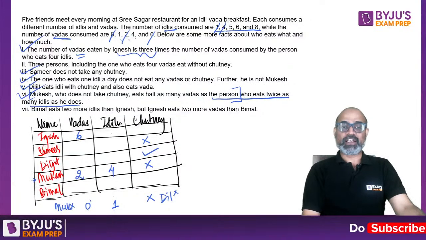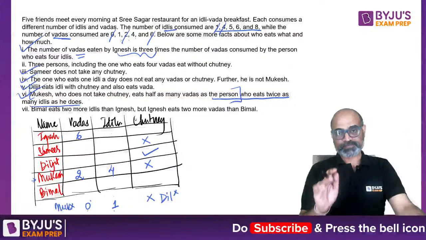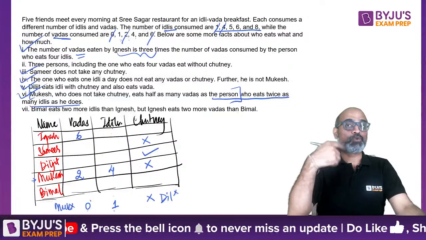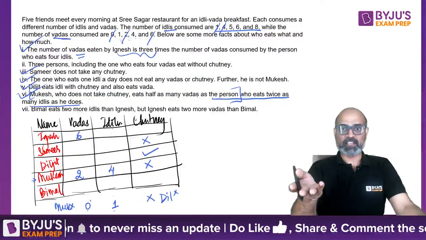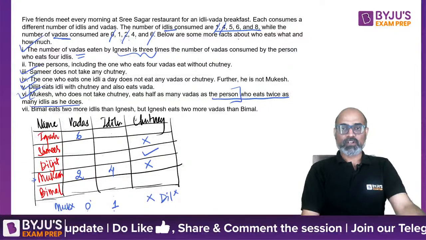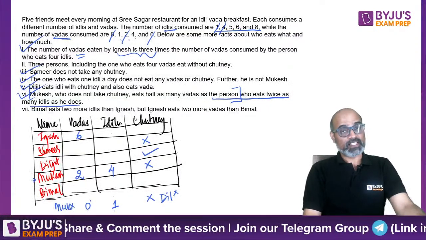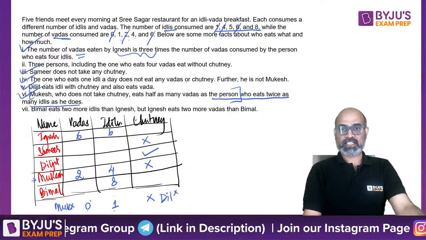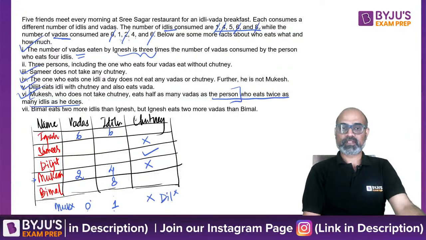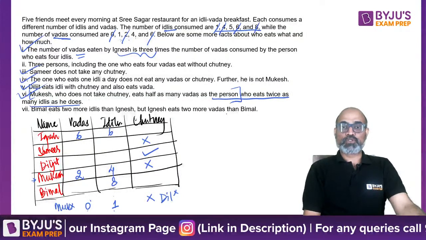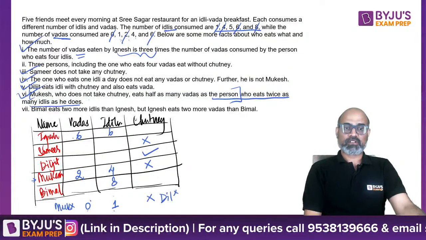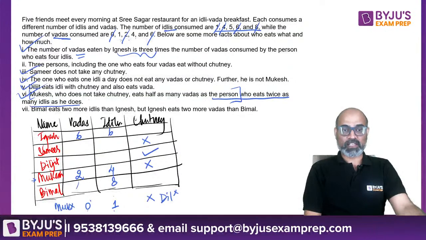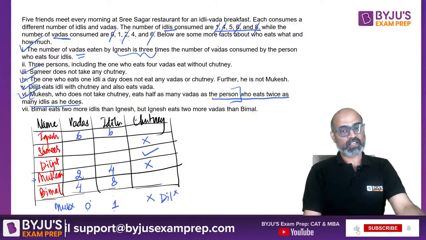Ignesh can't eat 4 idlis because Mukesh is already eating it. Vignesh can eat 5 idlis. If Vignesh is going to eat 5 idlis, then Bimal is eating 2 more. So Bimal is supposed to eat 7 idlis, but 7 allowed nahi hai. So the only possibility is that Ignesh eats 6 and Bimal eats 8. So 6 and 8 they both are taken. But Ignesh eats 2 more vadas than Bimal. ये अगर 2 more vadas हो गया तो यानी कि this is 6, so that means Vimal eats 4 vadas. So 4 is also taken.